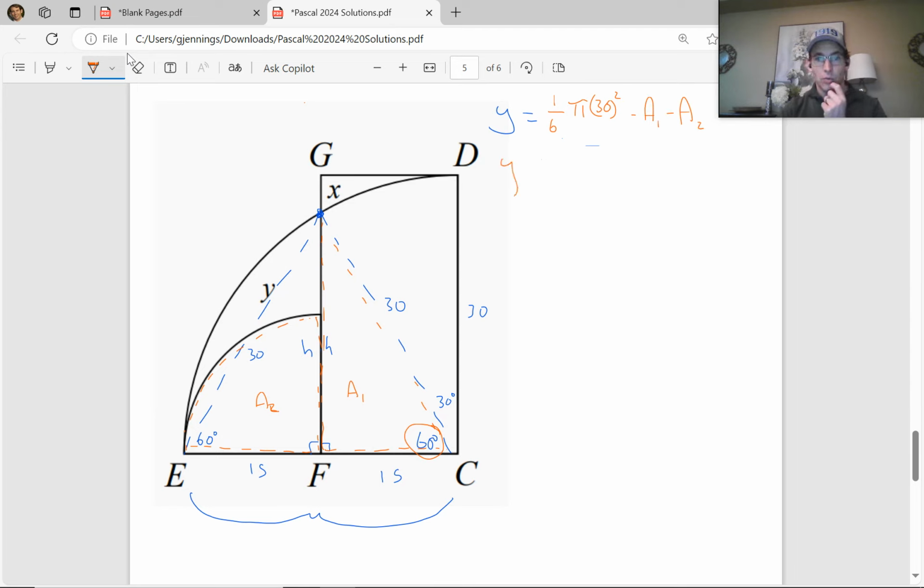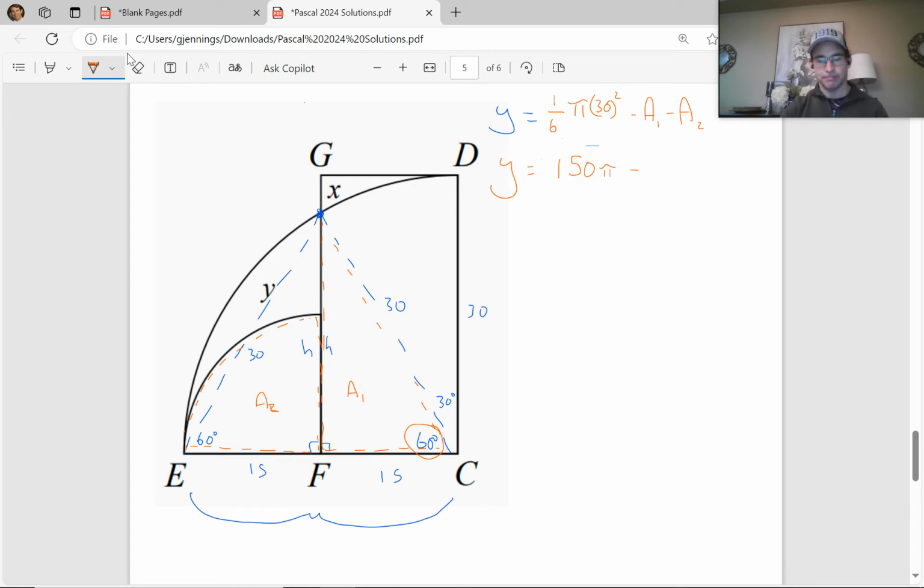So y is going to equal 1/6 times 30 squared pi, which is 900 on 6, which is 150 pi. That's just simplifying 30 squared times 1/6. Minus A1. I need A1, so I'm going to show you A1.